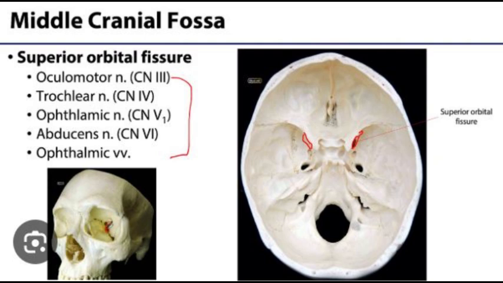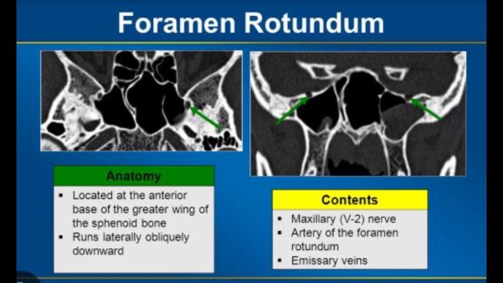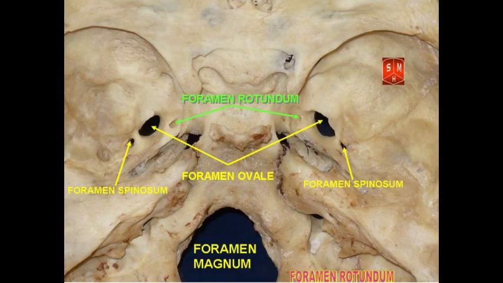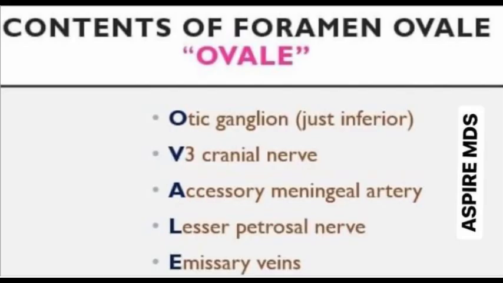Moving on, we have still the trigeminal nerve, but this time V2, which is the maxillary division of the trigeminal nerve. This passes through the foramen rotundum, and then we have V3, which is the mandibular division of the trigeminal nerve. This passes through the foramen ovale.